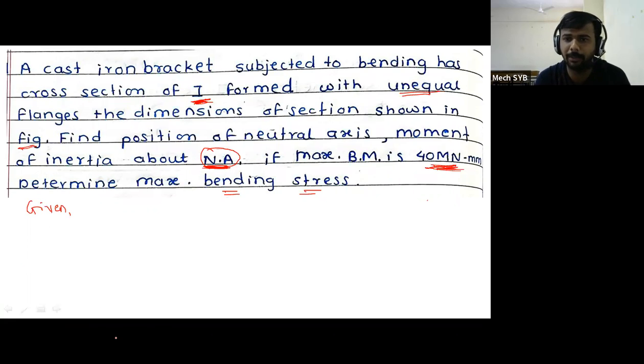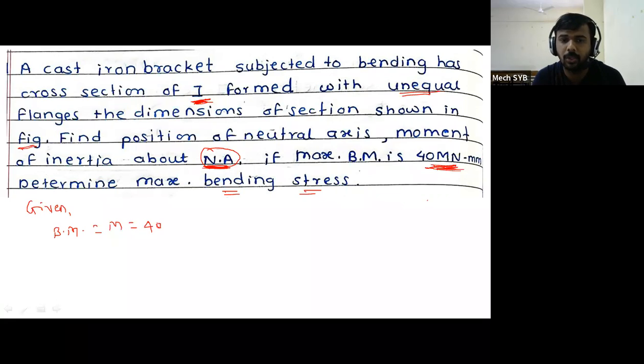So here only one parameter is given, that is the bending moment. That is BM is equal to capital M is equal to 40 mega Newton mm. Actually our requirement is that we have to convert this bending moment into Newton mm. Instead of Newton, they have given mega Newton, and mm is already given. So if we have to convert the value from mega Newton to Newton, how is it to be done?